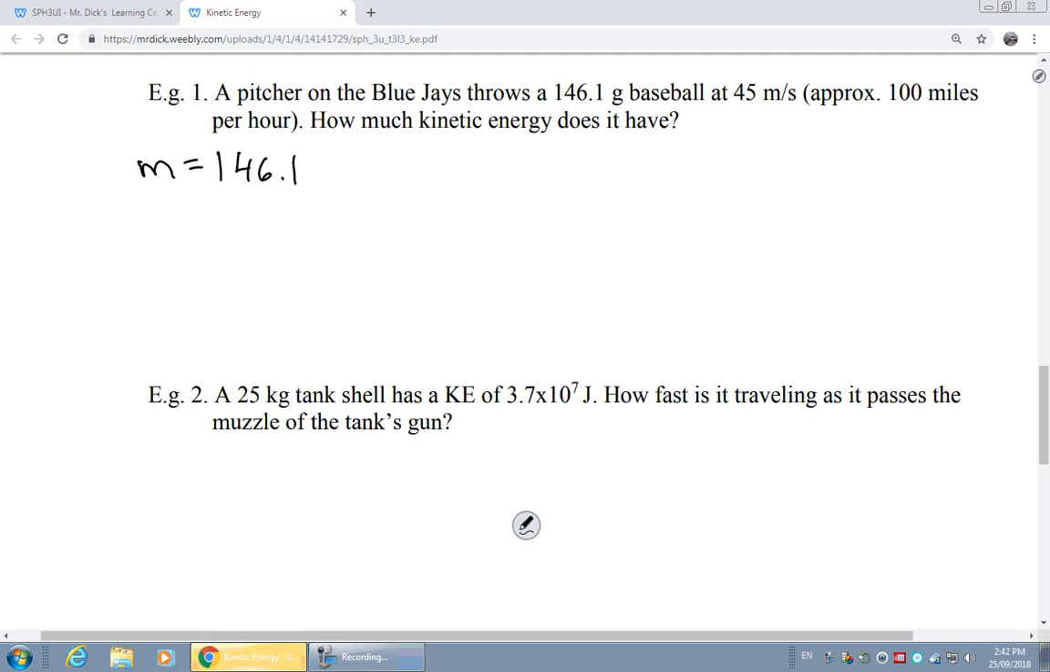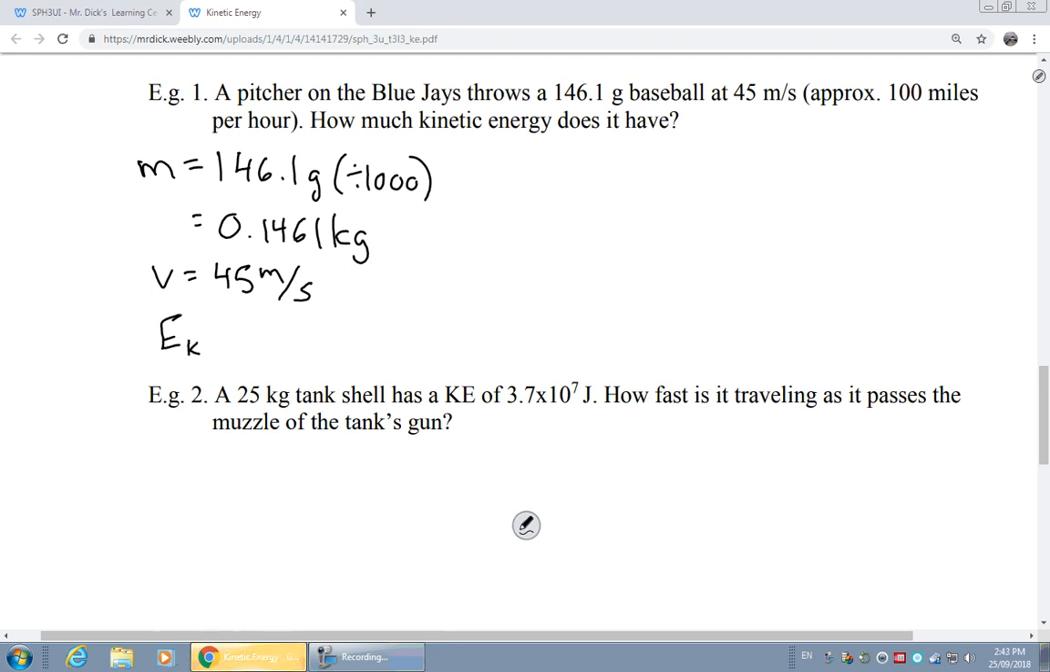146.1 grams. But before I do anything with that, I'm going to divide that number by 1,000 so that I can convert it into kilograms. So I actually want to keep it as 0.1461 kilograms. I'm also told that the ball is being thrown with a velocity of 45 meters per second. That's how fast it moves. And for the record, that's approximately 100 miles per hour. That's roughly what the fastest pitchers in baseball can throw. And I'm looking to find EK, kinetic energy.